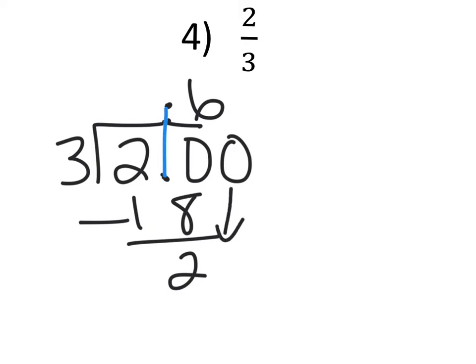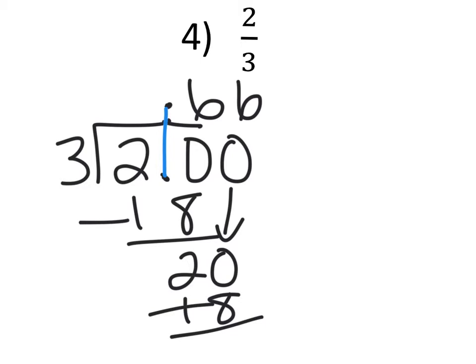I add a 0, I bring it down, and again, 3 into 20, well, I've already solved that, is 6. Let me try it. 18. I subtract, I get 2. This process is going to repeat. If I end up with a decimal that just repeats, I use the repeating bar notation. So here, I'm going to put this bar over the numbers that repeat.